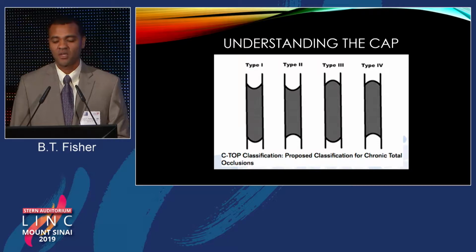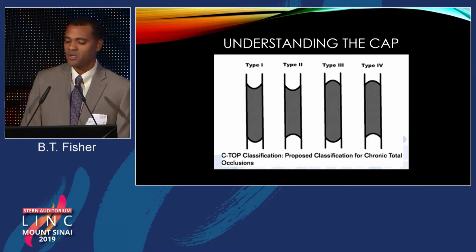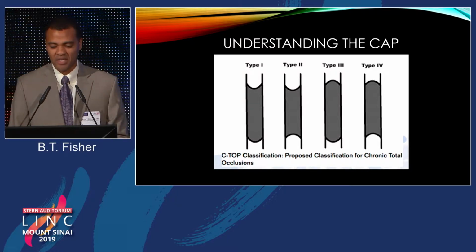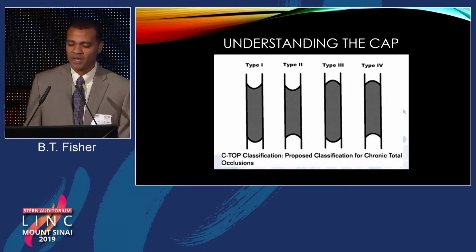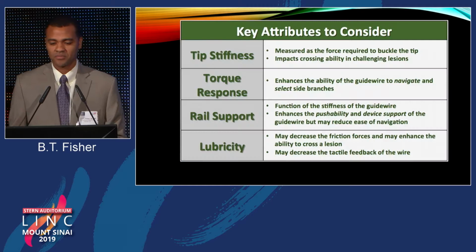And so it's important, in the planning portion, when you see these lesions on duplex beforehand or on the initial arteriogram, to decide what kind of cap you have. It dictates what you should do and whether you're going to need retrograde access or a reentry device in order to successfully get into the true lumen and connect normal vessel to normal vessel.